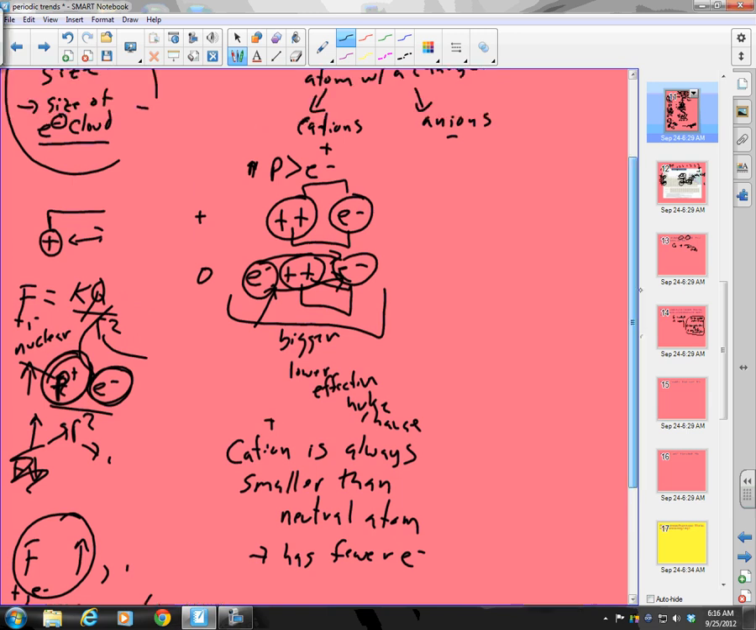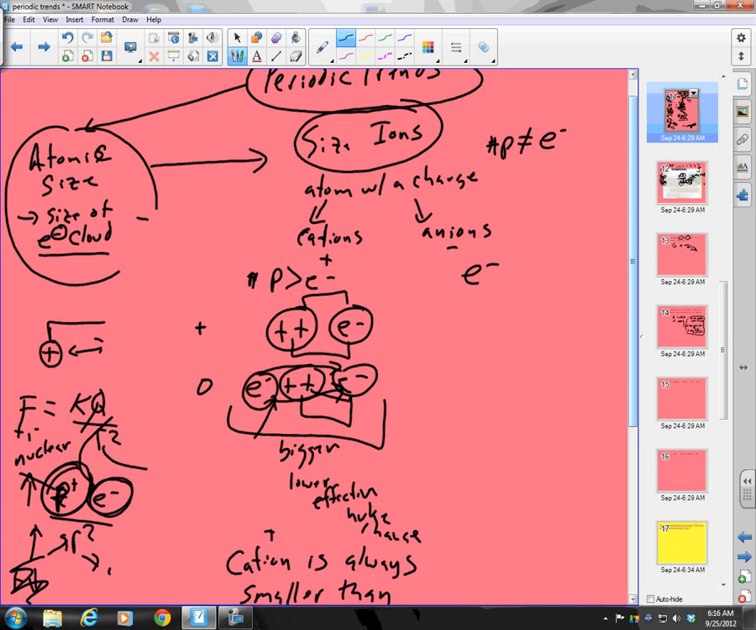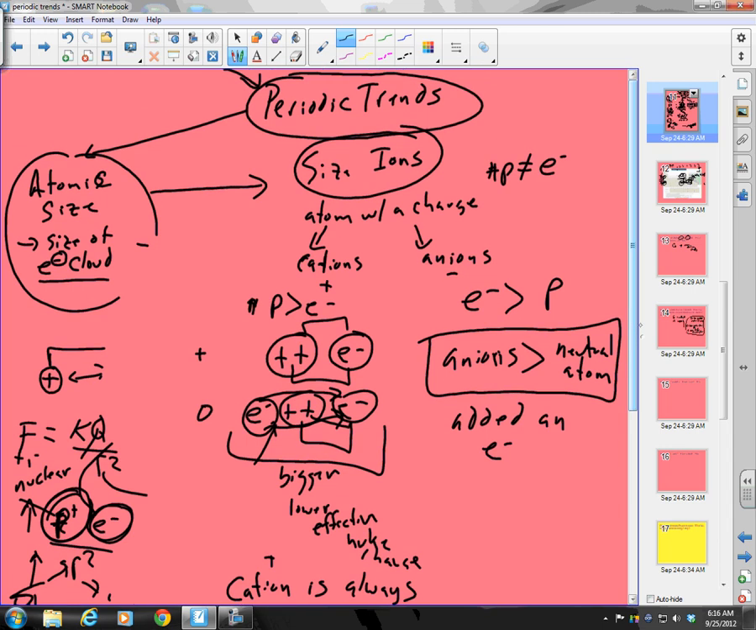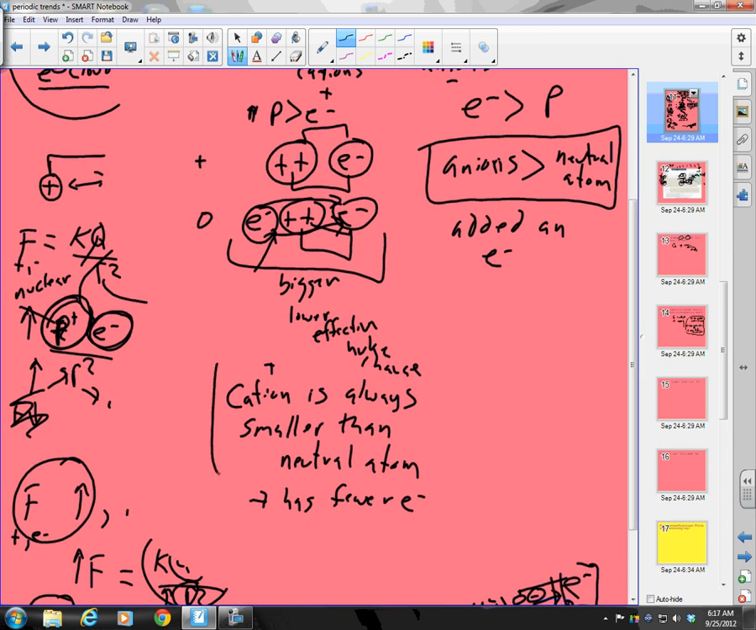What about the anion? On the anion, I have more electrons than protons. That means I've added an electron. So what do you think is going to happen when I add an electron? My anions are always greater in size than my neutral atom. Why? Because we have added at least one electron. So those are the two trends: anions are always greater than the neutral atom, and cations are always smaller than the neutral atom.